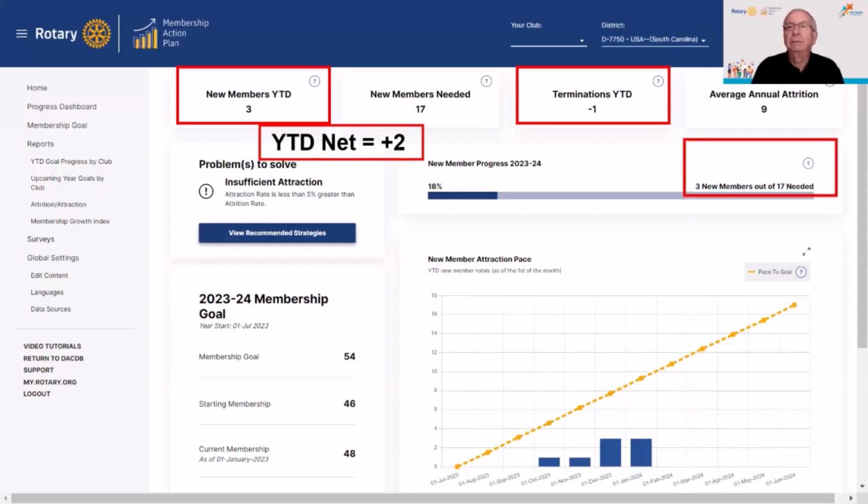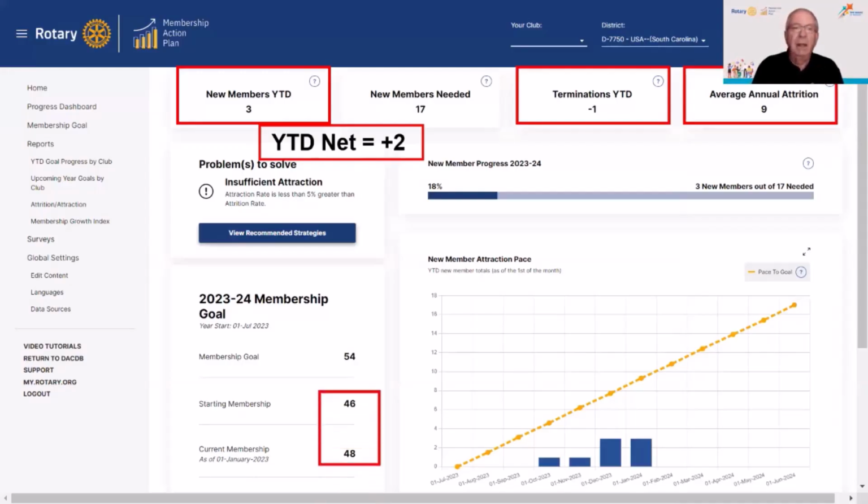You'll see how. This club on average loses 9 members in a year. They've only lost 1. So despite the euphoria of this +2, they've got 8 more likely to terminate over the course of the year. They also have an audacious membership goal of +8 from 46 to 54. I probably wouldn't have set a goal that high if it were me, but they didn't ask. So this is their goal, to grow from 48 to 54, which is 8 members.